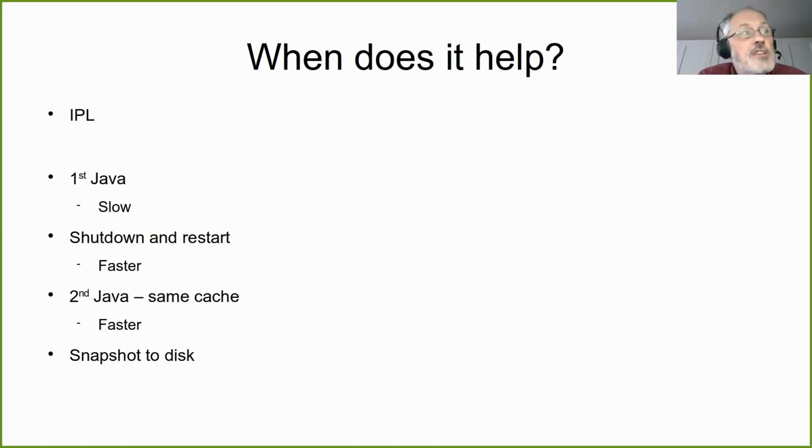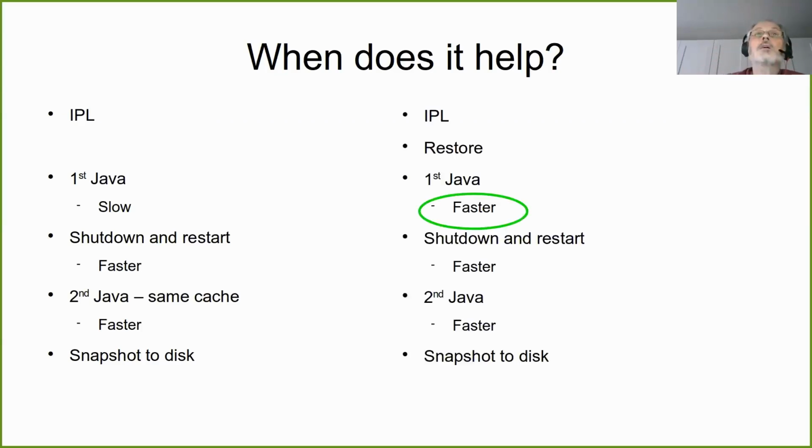If you start a second JVM instance, it can use the same cache. So in that case, this is faster. And at the end of the day, you can say snapshot to disk and save a copy for a future date, like after the IPL. So now on an IPL, I say restore the snapshot from disk. And now the first Java to start is much faster because it can exploit this shared class cache. And just as before, you can shut down and restart. So everything's fast if you can use this shared cache.